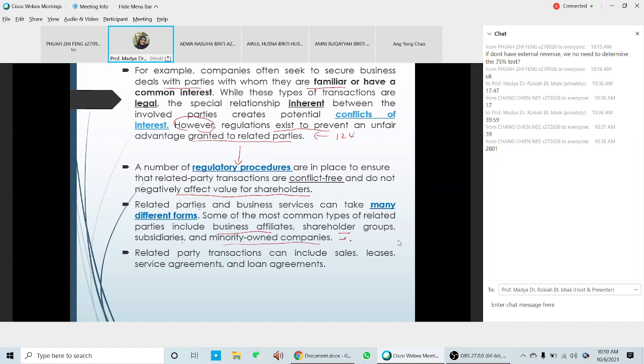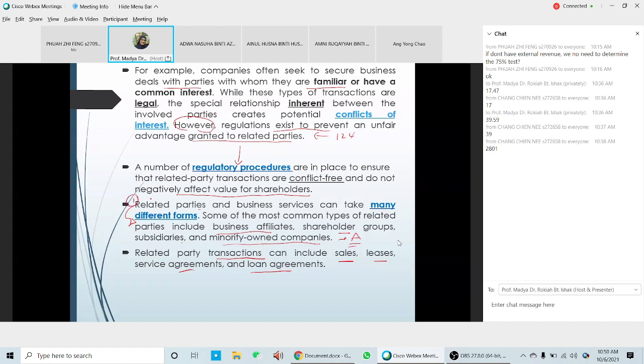Minority owned company, here the examples are in terms of if you have the associates. Okay, related party transaction. So this is related party, an example of related party. And the related party transaction can include any of the normal transactions, for example, sale, lease, service agreement, and loan agreements. Okay, two different things.